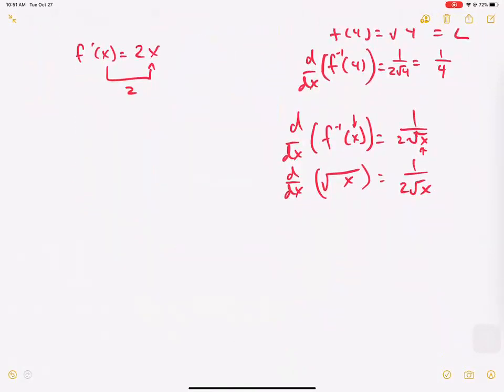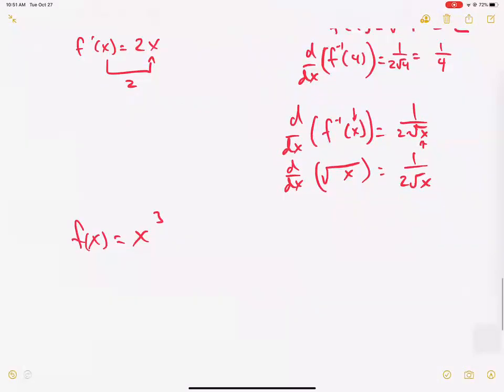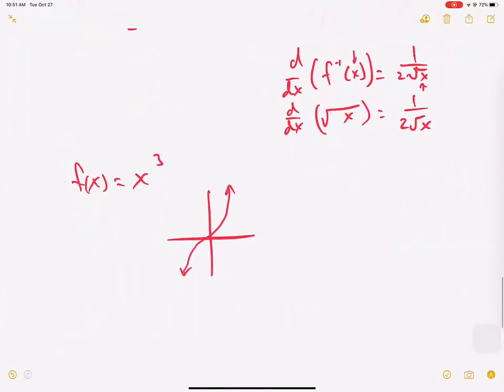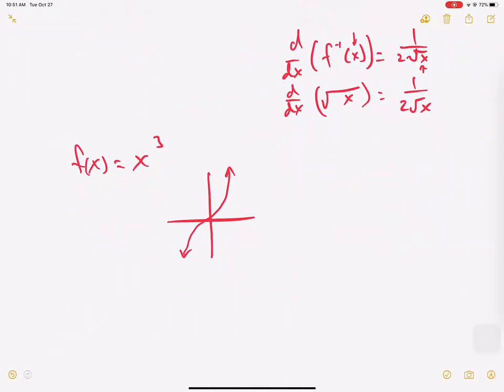Let's do our f of x now is x cubed. The graph of x cubed looks like this crazy guy doing the YMCA. Tell me what is the derivative of f of x, what is the value at 2, and also what is the function at 2. Fill those out for me. I'm going to tell you the inverse.